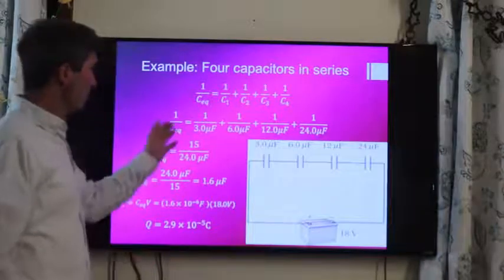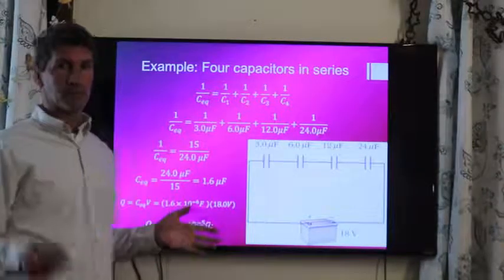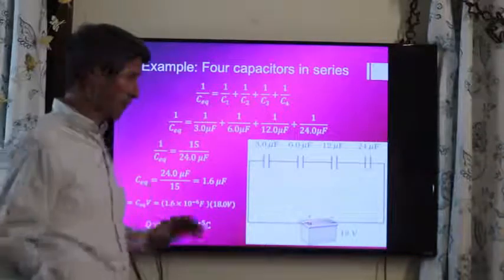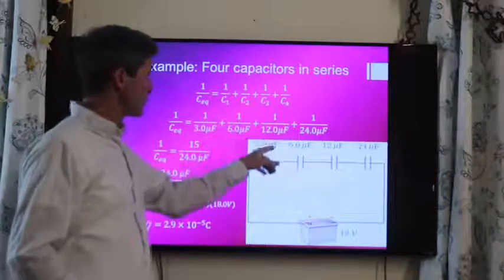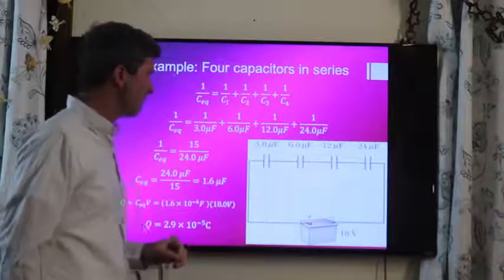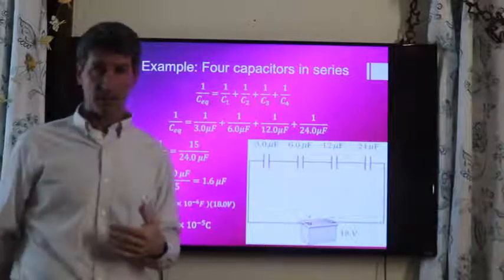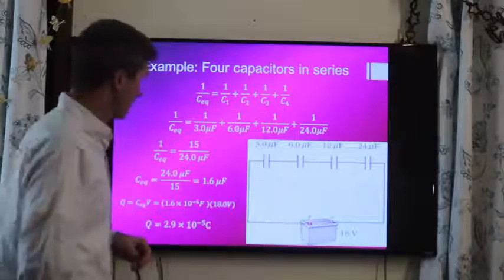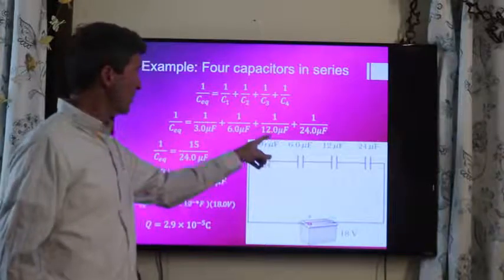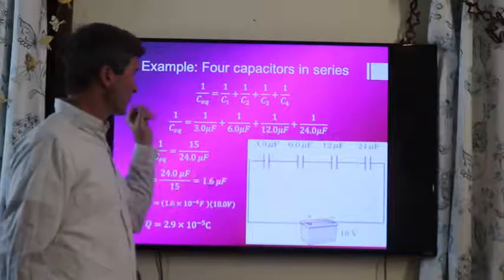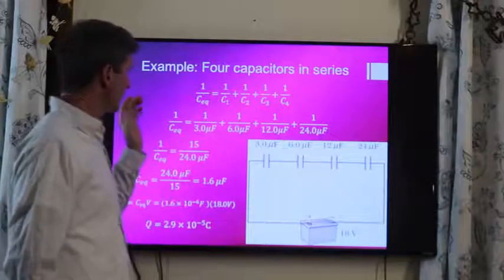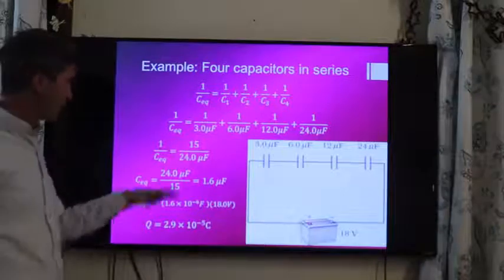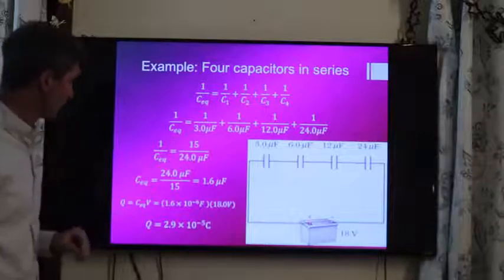Okay, so we have 1 over 3 microfarads, but let's consider it as a fraction, 1/3. 1/3 plus 1/6 plus 1/12 plus 1/24. Our least common denominator right here is 24 microfarads. So this is 1 plus 2 over 24 plus 4 over 24 plus 8 over 24. Okay? Add those all up together and we get 5 over 24 microfarads.